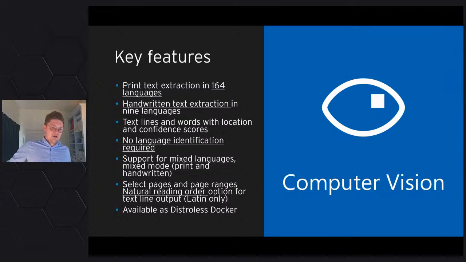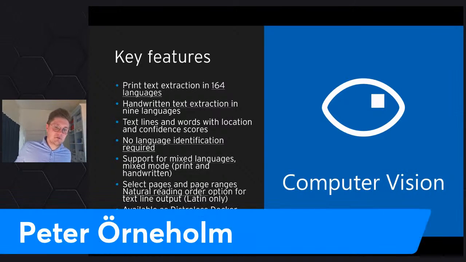Another thing is that you don't need to identify the language yourself. You don't need to specify this is a Swedish document, this is an English document. The service can identify that itself. And more importantly, it supports mixed language and mixed mode, so that we can have a document where parts of it might be written in Swedish and part in English, and it can detect line by line what languages are represented here and what languages we have in this document.